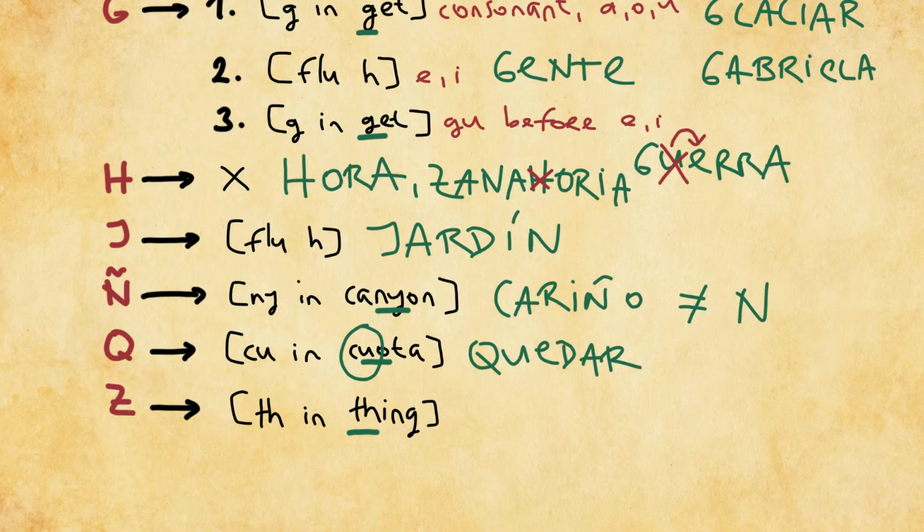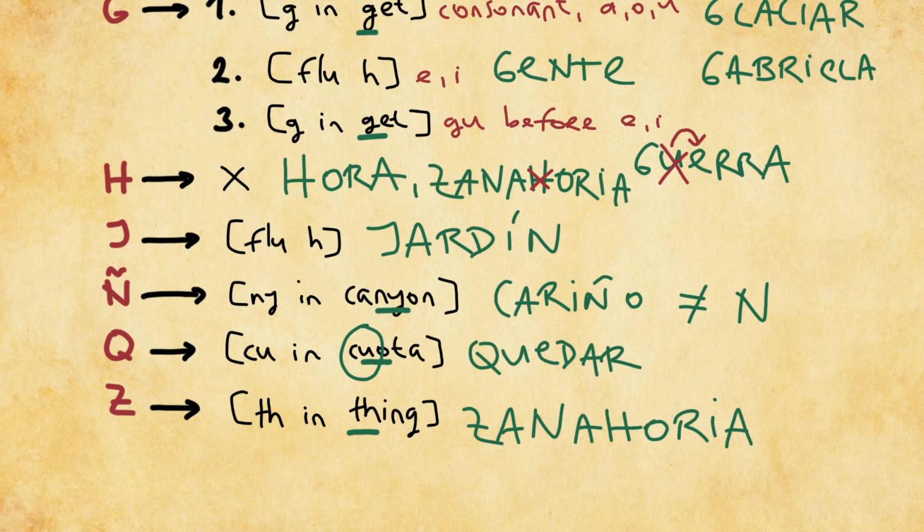And the last letter that we have here is Z, which again is pronounced very similarly to one of the pronunciations of C. Okay, so it's like the TH in thing, for example. And again, I'll use the example of zanahoria, which I have said before is carrot, zanahoria. And you can see the resemblance, I believe. Zanahoria, thing, TH. Or if you have problems with this, you can use a more S-like sound, okay? Zanahoria. But if you can, try to use the TH more.